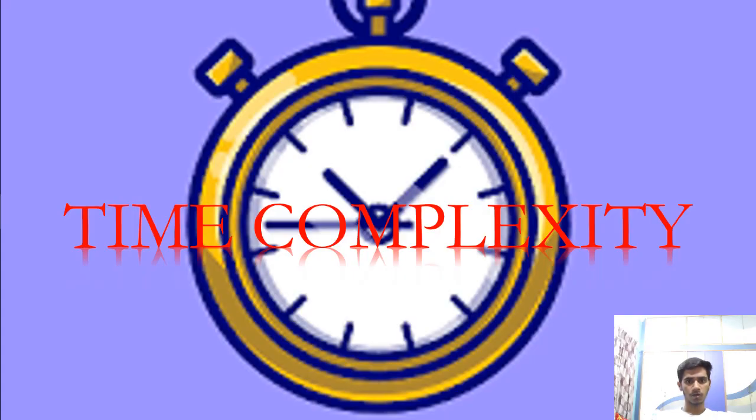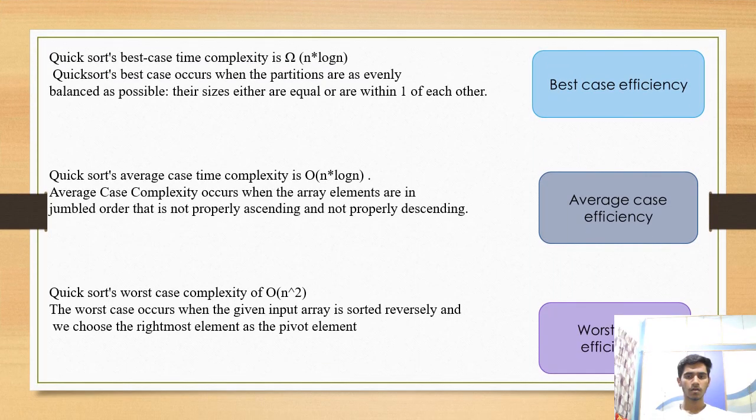Moving on to its time complexity. Moving on to quicksort's best case efficiency, average case efficiency, and worst case efficiency. Quicksort's best case time complexity is n log n. Quicksort's best case occurs when the partitions are as evenly balanced as possible. In other words, their sizes either are equal or are within one of each other.